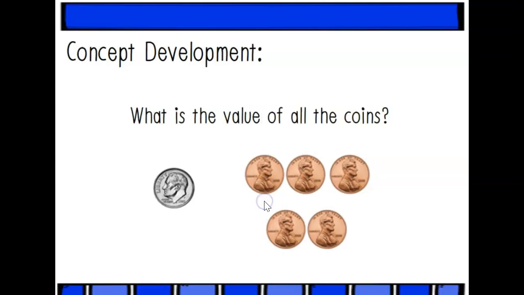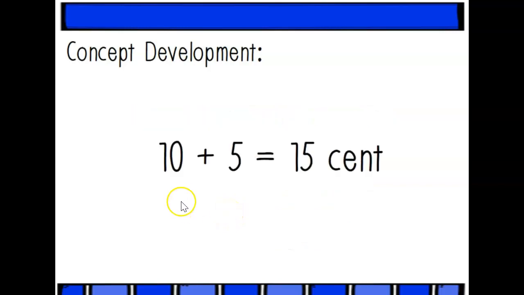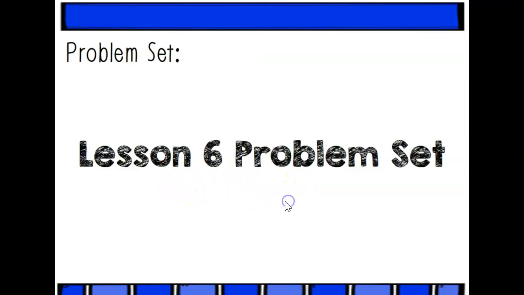Woohoo! What is the value of all the coins? Let's see if you can figure it out. Did you say 15? Oh my goodness. You guys are so smart. 1 dime plus 5 pennies, 10 plus 5 equals 15 cents. All right, let's watch our lesson for today.